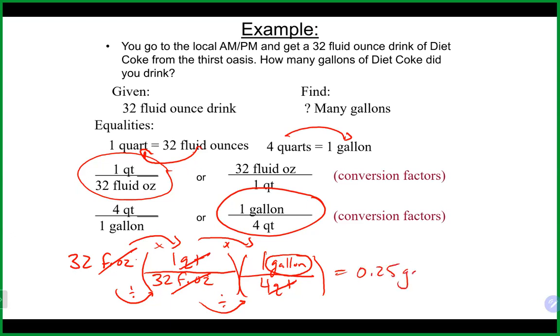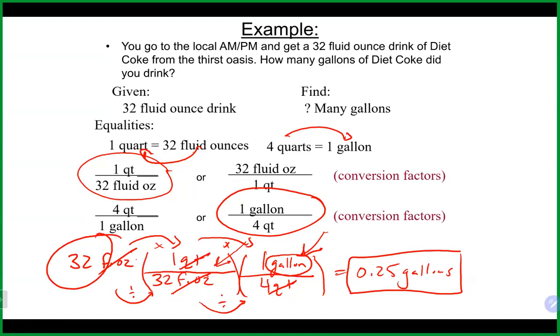0.25 gallons. Now, in terms of significant figures, that's an exact number. Not going to worry about it. This number here has 2 significant figures. That means my answer should have 2 significant figures as well. The answer here is 0.25. It is not 1/4, because that makes me think you're lazy to divide out the number. So do not leave an answer as a fraction.